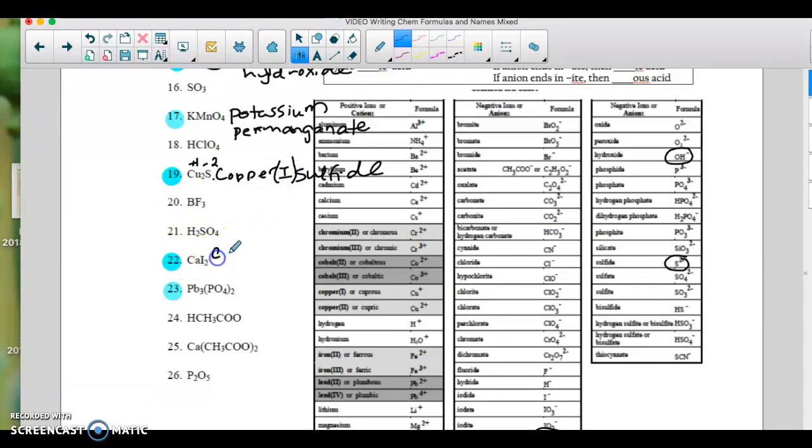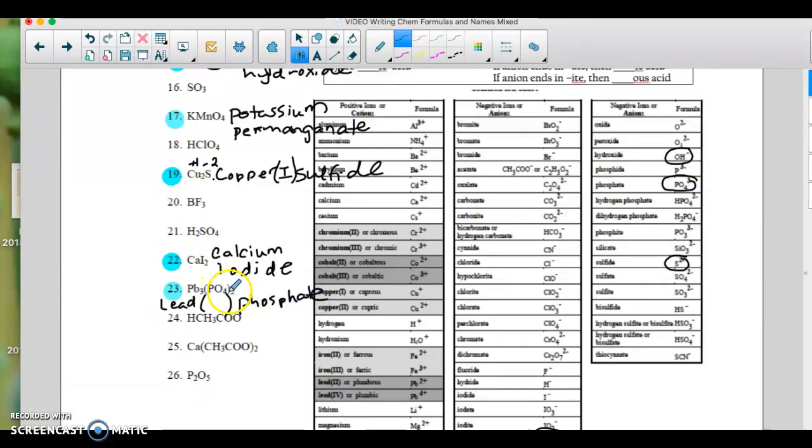Next one, calcium, does not need a Roman numeral because it's in group 2. It's always +2. Iodine becomes iodide. So take off the -INE and put -IDE. Next one, Pb is lead. I do need a Roman numeral. Lead is right in here, so we'll talk about that in a second. PO4, somewhere right here. Phosphate.